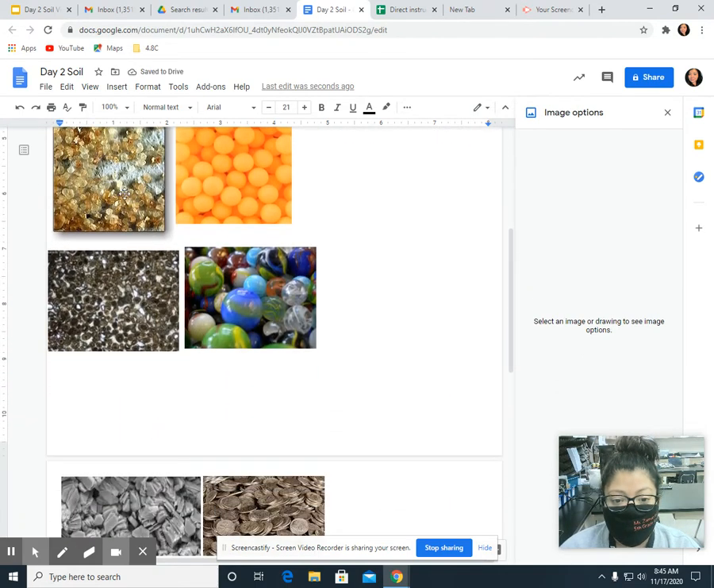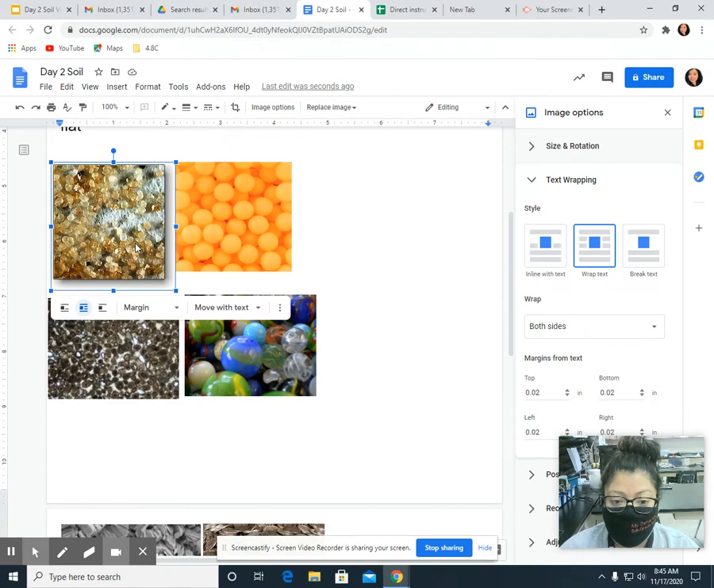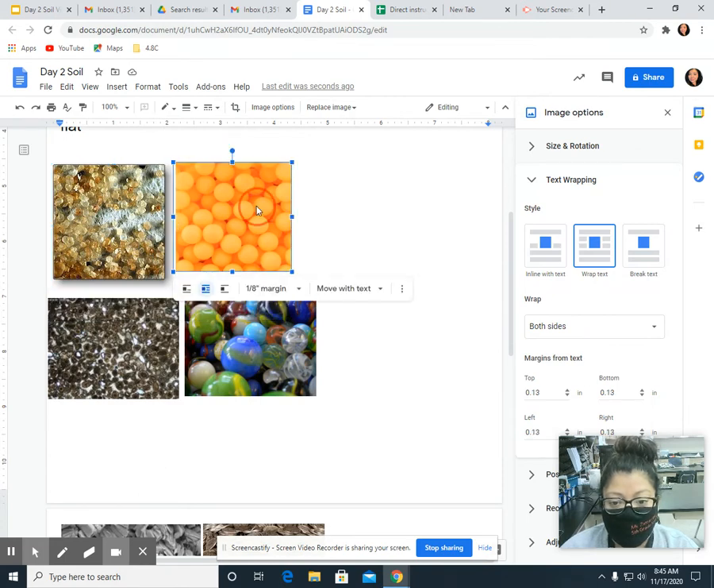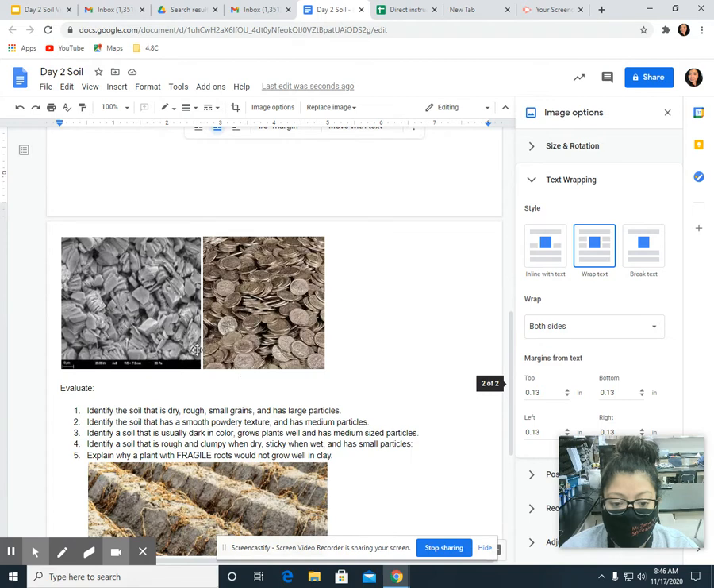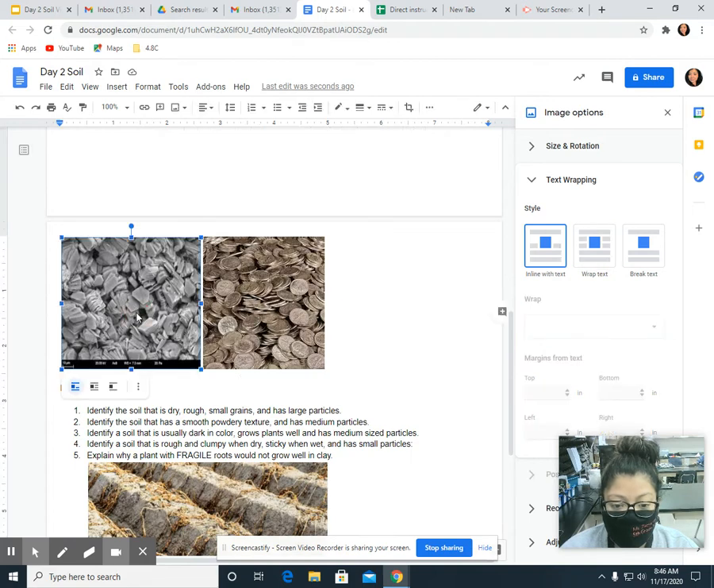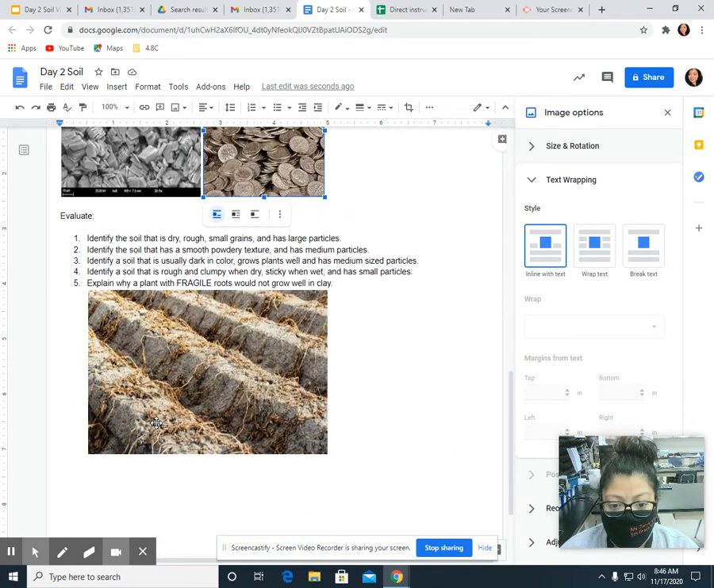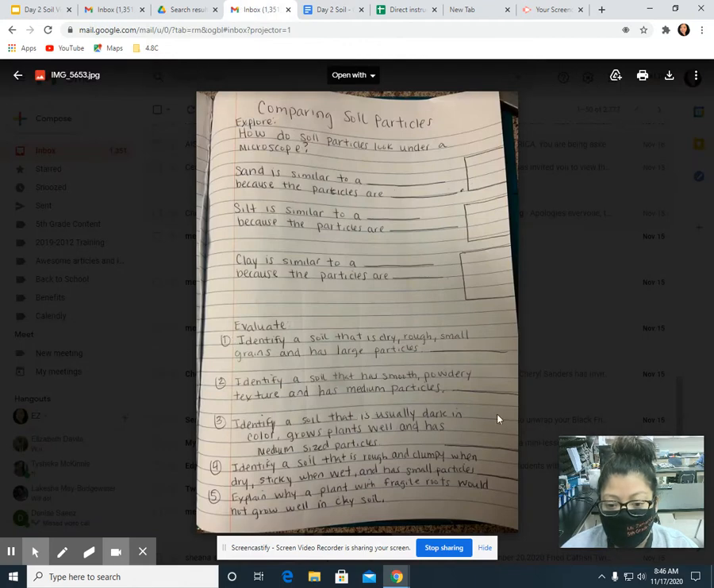So in our first picture, we can see what it looks like for sand particles underneath the microscope and what they're compared to. Next, we have silt underneath the microscope and what they're compared to. Next, we have our clay particles and they're compared to dimes because they're flat. At the bottom, we have our questions that we need to answer.